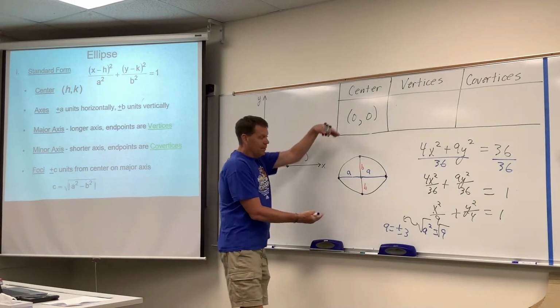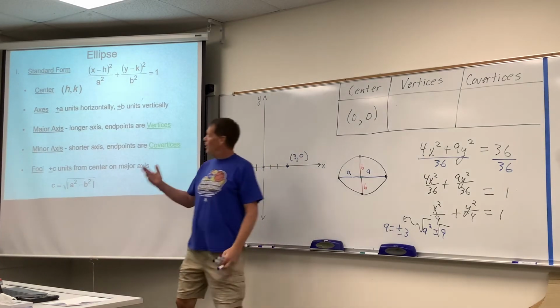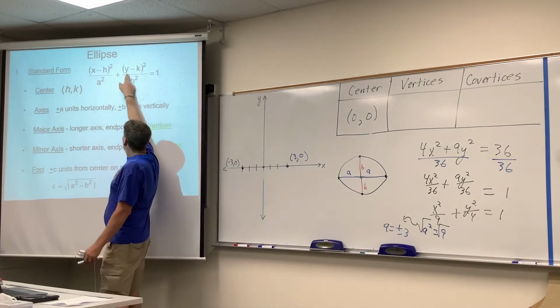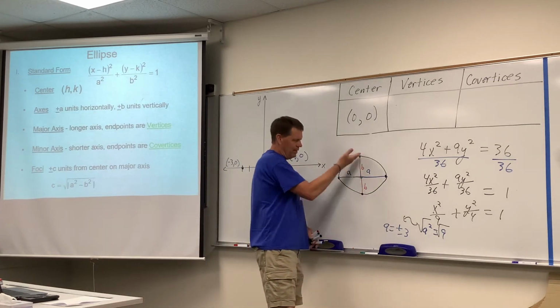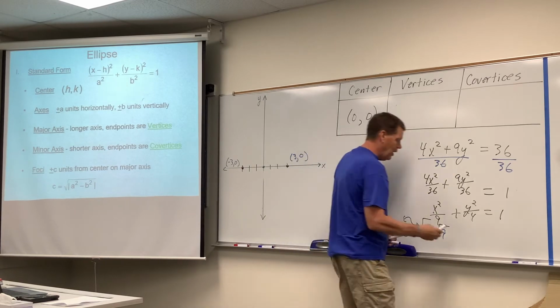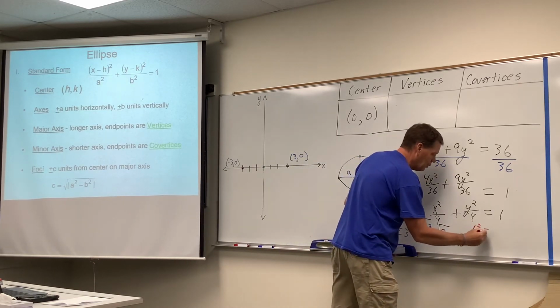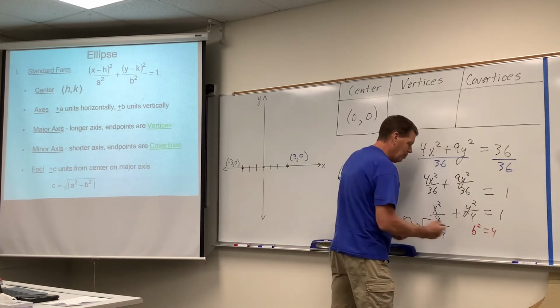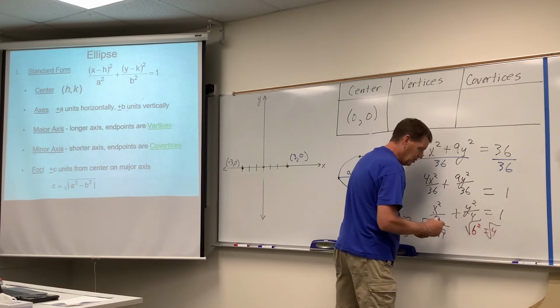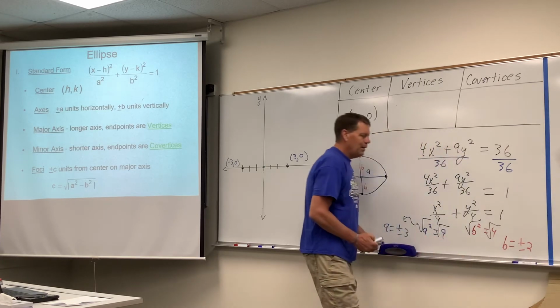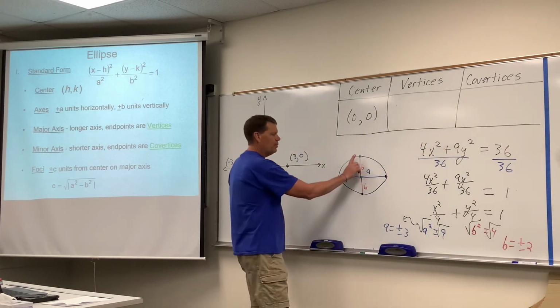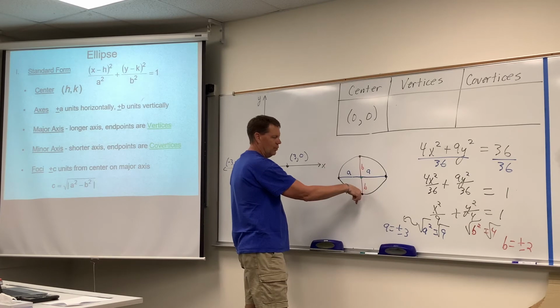What about up and down? B. Look at the formula. B squared is the denominator of the y fraction. Y is up and down. B is up and down. So b squared for this question would equal 4. And if we square root both sides of that to solve for b, b would equal plus or minus 2, wouldn't it? Plus or minus 2. Up 2 plus, down 2 minus.